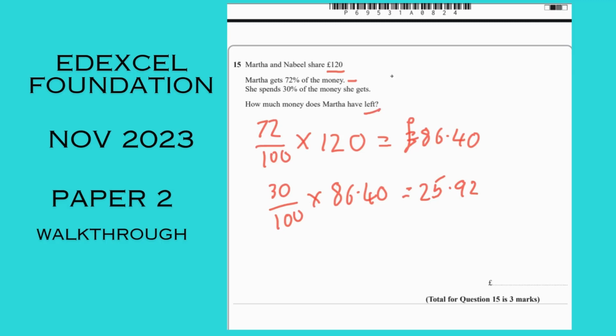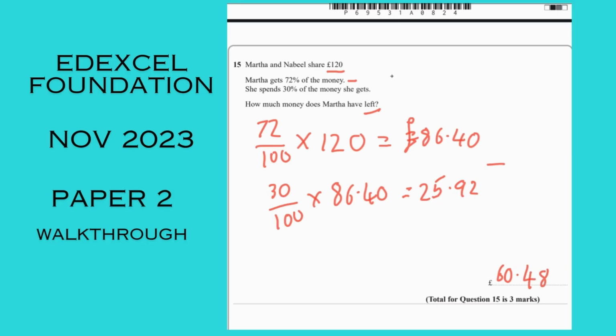So how much does she have left? Take them away. £86.40 minus £25.92 gives us £60.48.